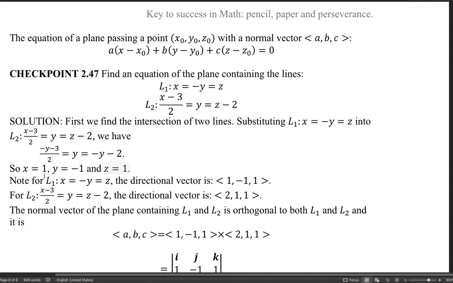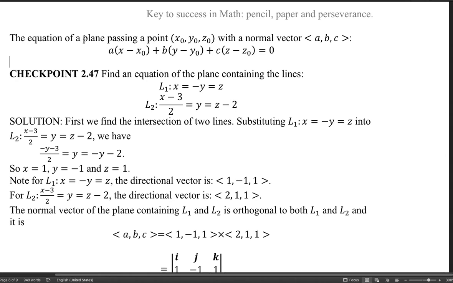And indeed, you can double check for verification purposes. Put all three values back into equation 1 and equation 2. They both work, which says clearly those two lines do intersect, which means there is a plane containing those two lines.